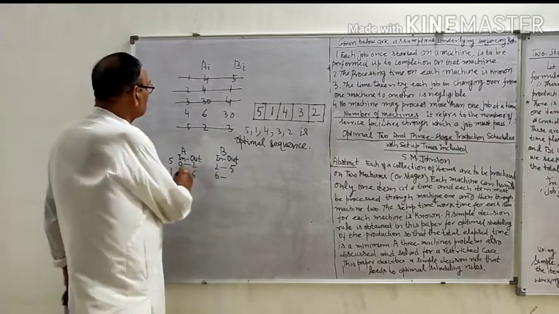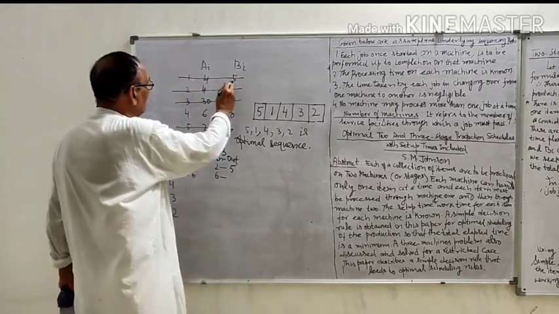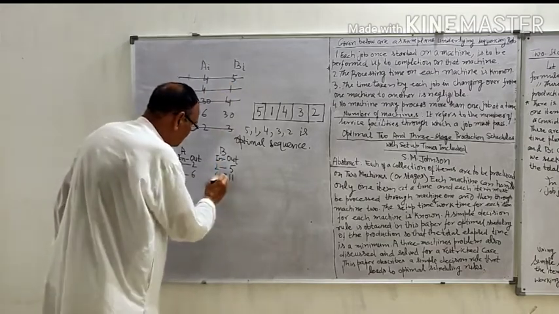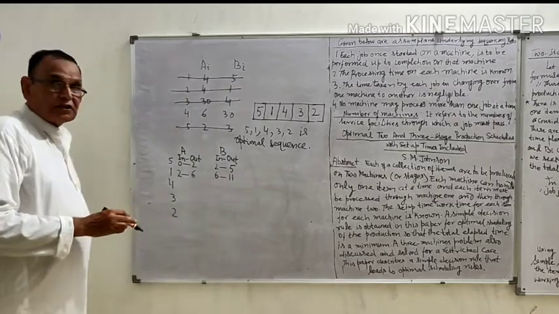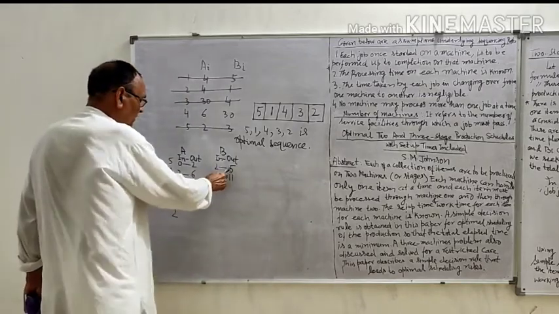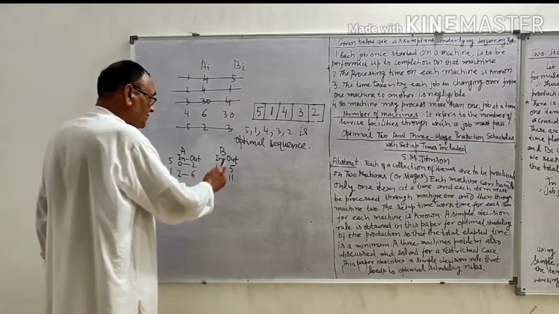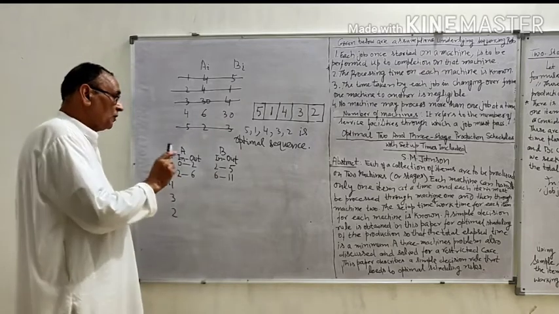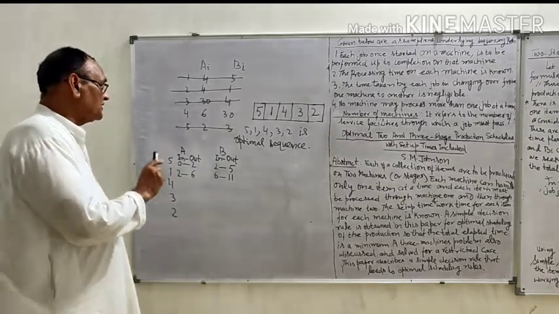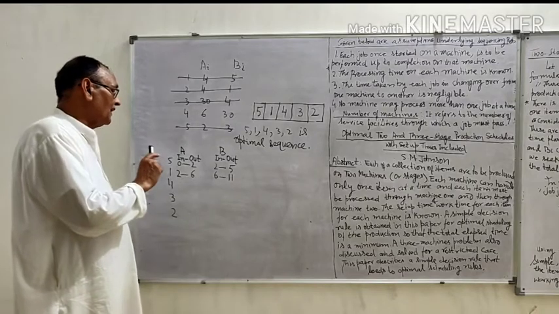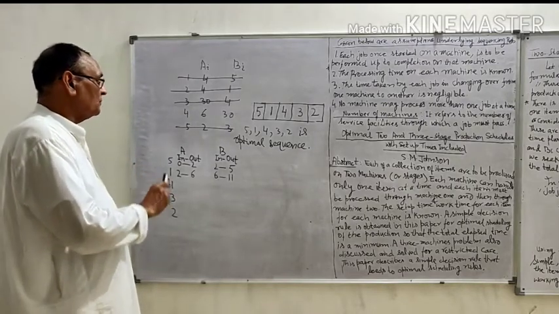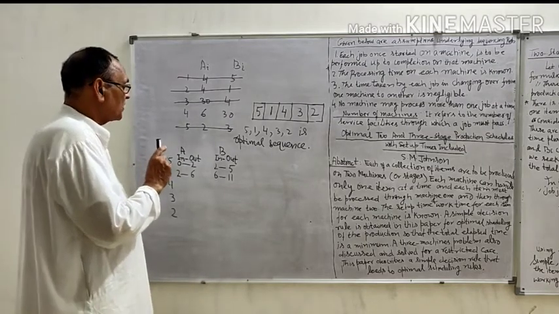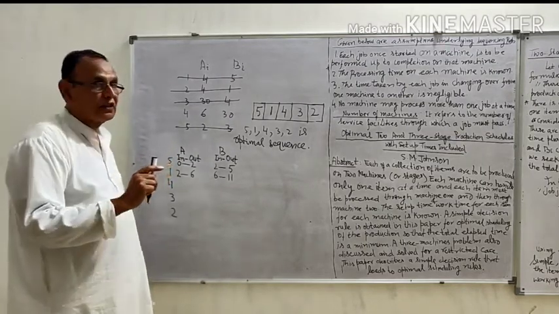And what is the processing time of job number 1 for machine B? It is 5. 6 plus 5 is 11. So it is the idle hours that I have already defined. Machine B has to wait for the next job. Machine B is free, but the job is not free. The job is still busy on machine A. So machine B has to remain idle till the next job is available for its processing on machine B.